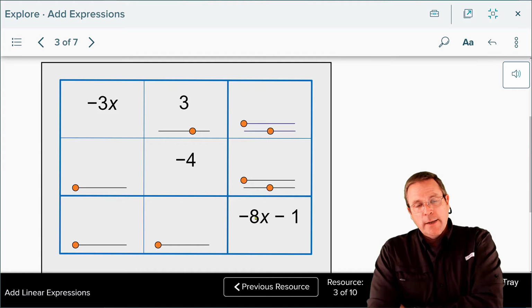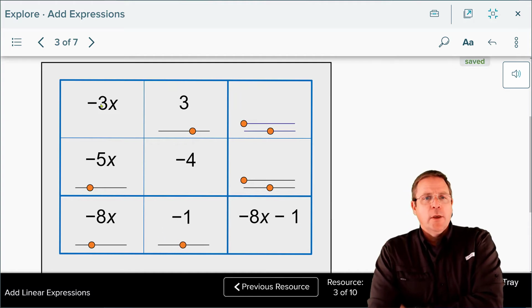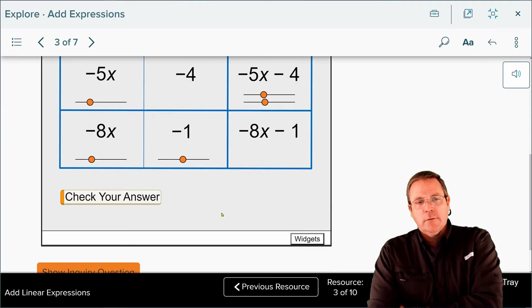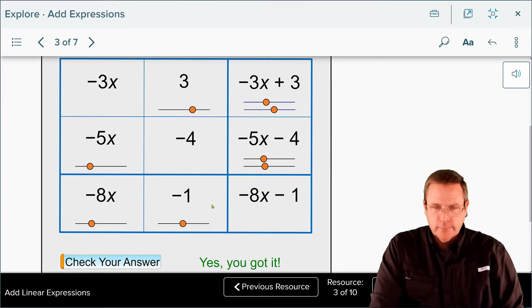And we know that we get a negative 8 here, so negative 3 plus what is going to become a negative 8? Well, that's going to become a negative 5. So negative 3x minus 5x, you bring it down, and that's going to be the negative 8x that we see right here. 3 minus 4 becomes the negative 1 that we see right here. Going this way, negative 3x plus 3. And then this way, that's a negative 5x minus 4. Check our answer, and the answer checks.